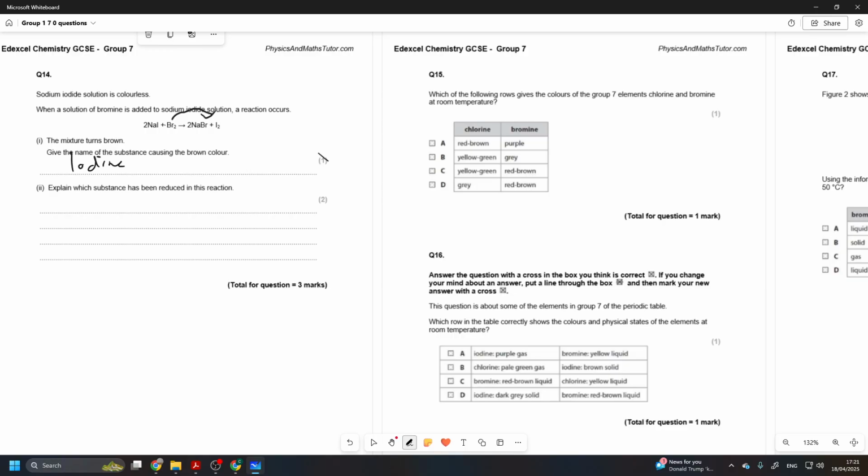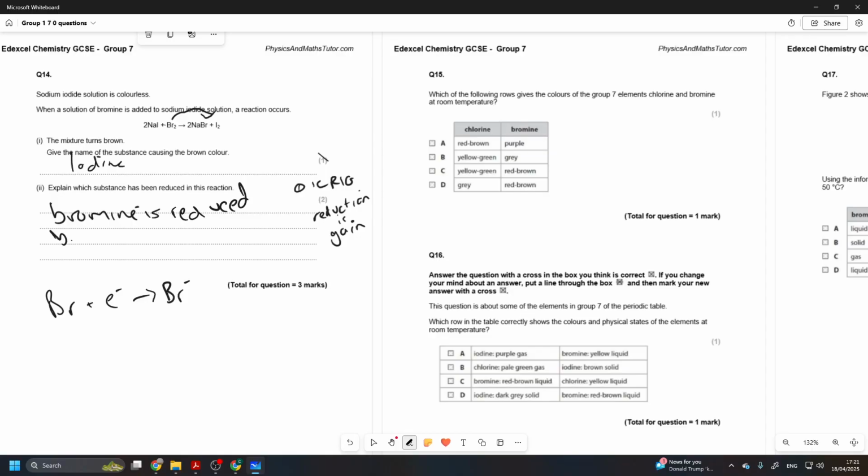Now, which one has been reduced? Remembering OIL RIG, we remember that reduction is gain. What we've got there is Br gaining an electron to form Br minus. So basically the bromine is reduced because it gains an electron.